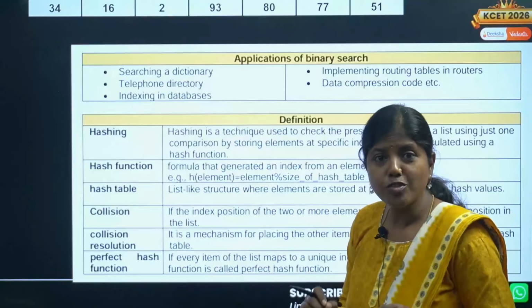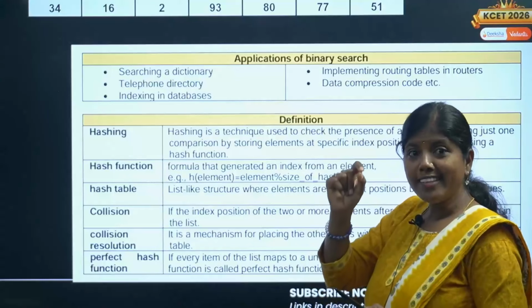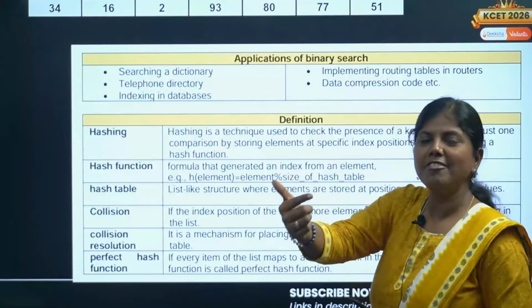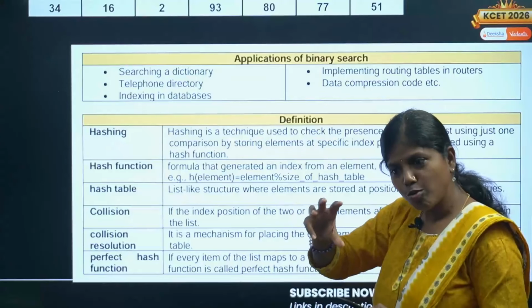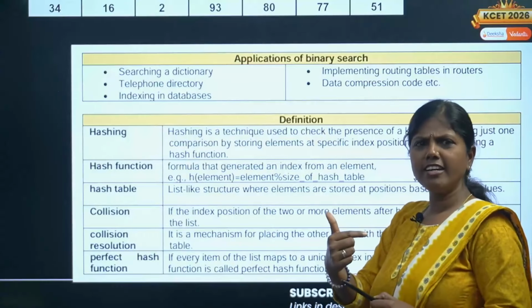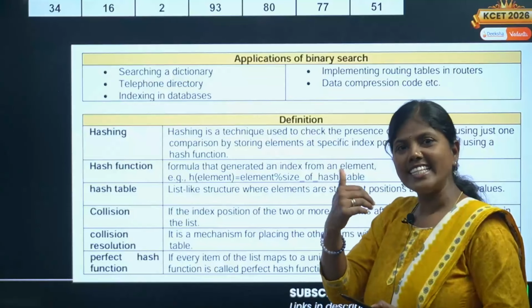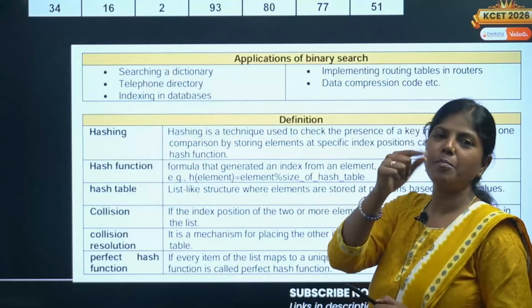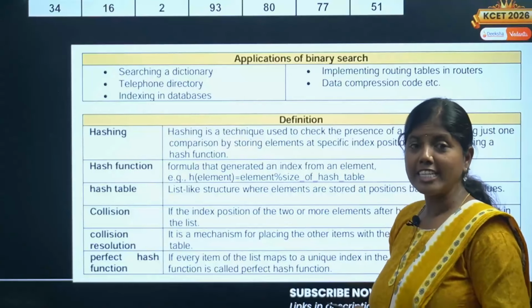Checking the presence of an element with just one comparison by storing the element in a predefined index. You store the element in such a way that you already know the index where you're storing it. Calculate that index first. In one statement, you can calculate the index and then start comparing. With one comparison, you will be able to find out. Is the point clear? That is what you mean by the hashing technique.